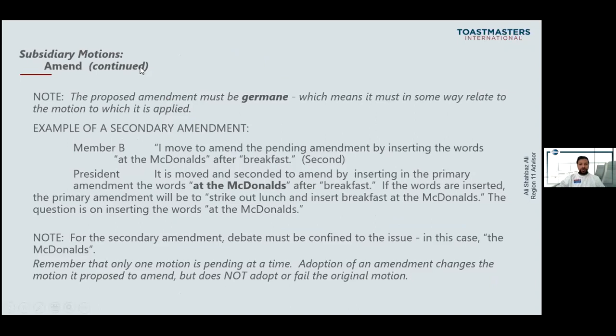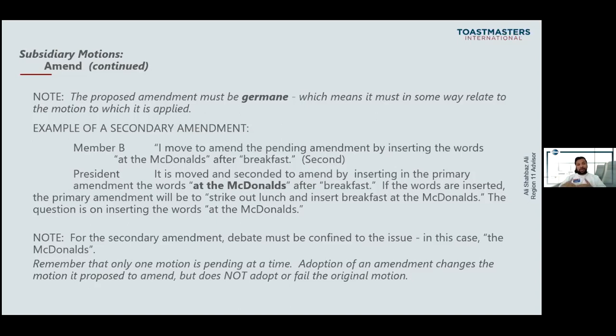So here are some more examples for the next step, amending an amended motion. We can go to the next level and amend an amended motion already. For example, we struck out dinner and put breakfast. Now we want to find out what the time is. So an example is given here. I move to amend the pending amendment by inserting the words at McDonald's after the word breakfast.